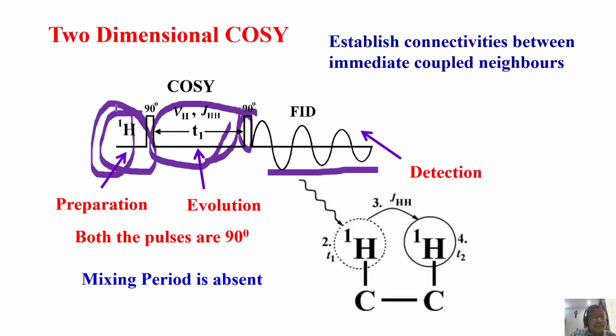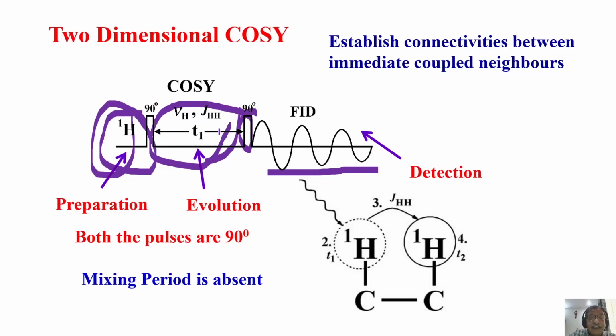Of course, this can be different. You can prepare in a different way for a different experiment. But in this example, I am taking preparation as attaining thermal equilibrium. Next is COSY. I'm sorry, this is the evolution. Next is evolution. Look at the evolution period.